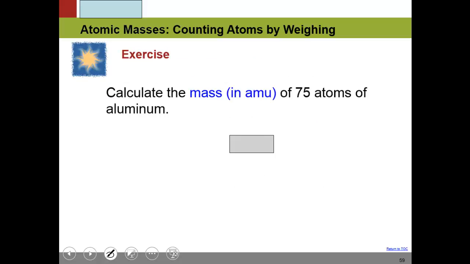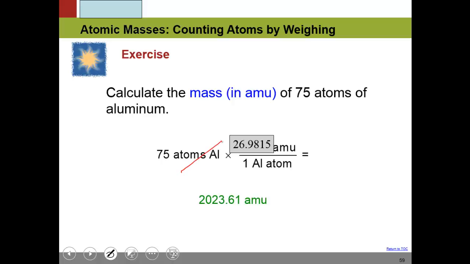So what is the mass in AMUs of 75 atoms of aluminum? Here we have atoms of aluminum, and one atom of aluminum on the periodic table, the one we get for the exam, posted on Canvas, is 26.9815 AMUs. Atoms cancel, we get AMUs, and so this number of atoms of aluminum weighs this amount.